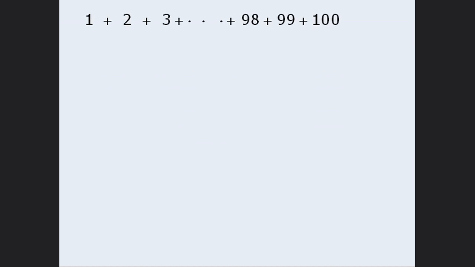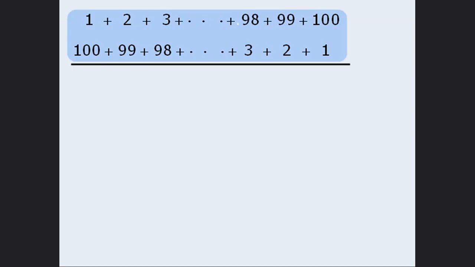As the story goes, the young boy produced the answer within seconds. The manner in which he produced the answer is as follows. First, recognize that adding the numbers from 1 to 100 is the same as adding the numbers from 100 to 1. Also recognize that if we add both sets of numbers here, we are adding each number twice, so if we add all of these numbers, we must take the sum and divide it by 2 to get the sum of the numbers from 1 to 100.